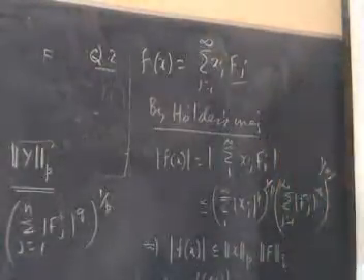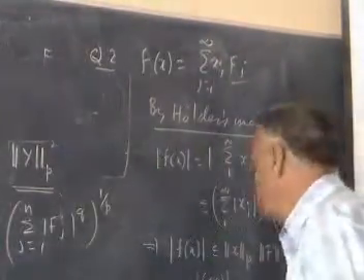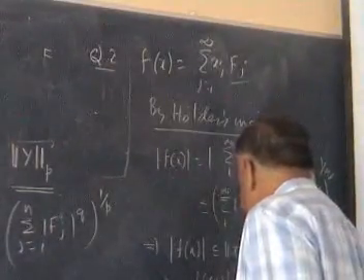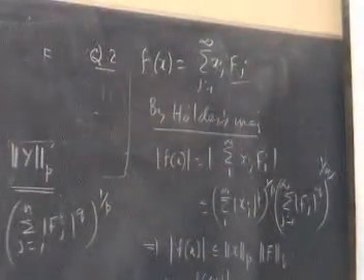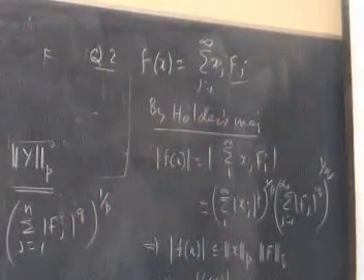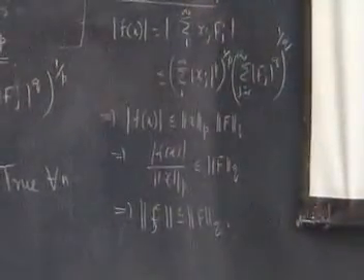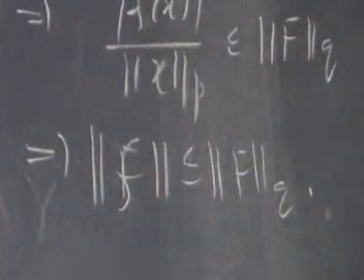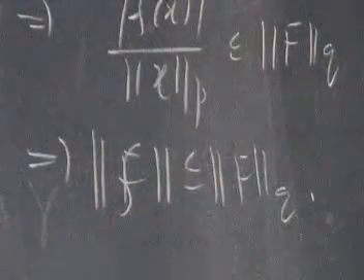So mod f(x) by norm x_p is less than norm of F_q. So the supremum of this will be less than or equal to the norm of F_q. So it says the norm of f is less than or equal to that. We get the same equality. So that's one inequality, and the other inequality we got earlier. So we got the answer for the second question.